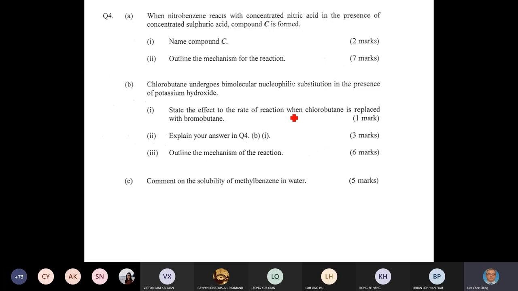Once again, this is not physical chemistry, so you cannot use double, because we only compare the rate, either increase or decrease. Do you understand? Chlorobutane and bromobutane are both primary haloalkanes, just different in the size of the halogen: chlorine smaller, bromine bigger. So the bond length between bromine and carbon is longer, the bond strength weaker, so it is easier to be substituted and the reaction rate is higher. You get what I mean? I didn't say double.